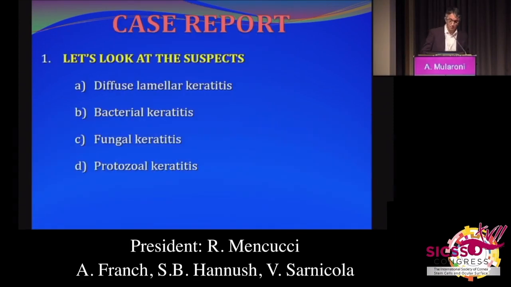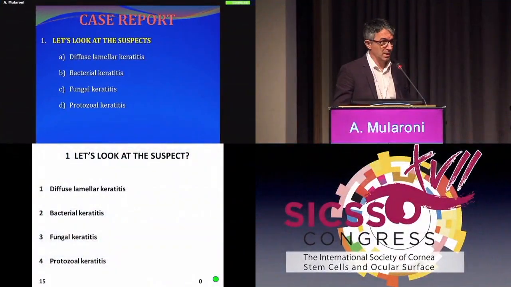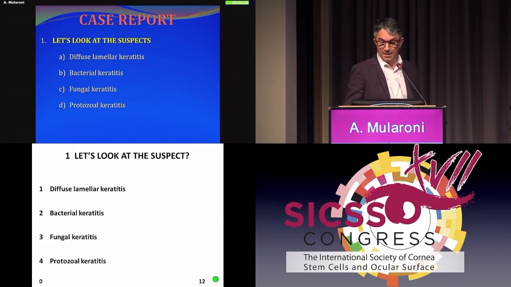So at this point, the first question emerges. What do you think? Should we suspect an inflammation of the interface, a bacterial keratitis, fungal keratitis, or protozoal keratitis? Or should we have, of course, ruled out debris or reepithelialization because there weren't the typical clinical features to suspect it? So these were the four options. What do you think?